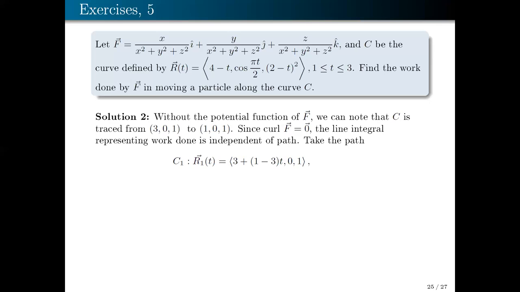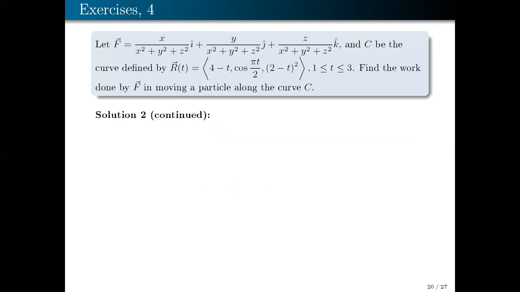So we have this curve C1 parameterized as (3 + (1 - 3)t, 0, 1), so 1 minus 3, terminal minus initial, and then 0 and then 1. The second and third components are fixed, where t runs from 0 to 1. If we simplify it a bit, that's (3 - 2t, 0, 1), with derivative (-2, 0, 0).